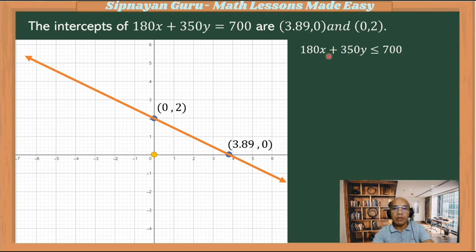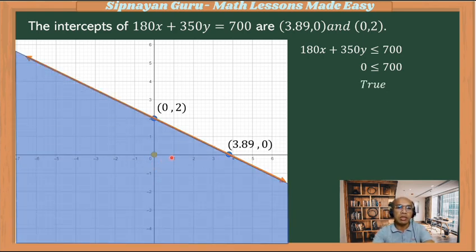So if this is 0 and this is also 0, so 180 times 0 is 0. 350 times 0 is 0. So 0 less than or equal to 700 is a true statement. So we will shade this region that contains the test point.